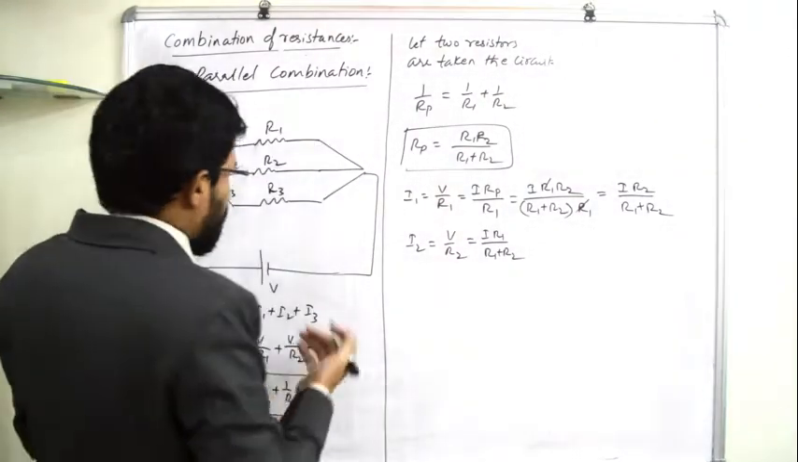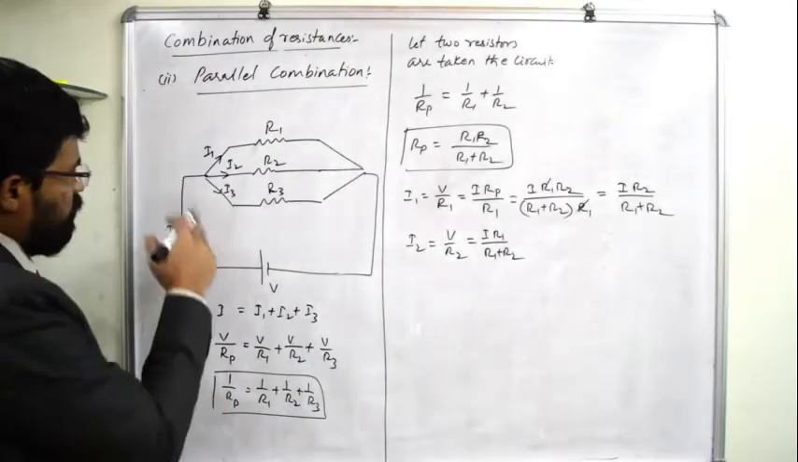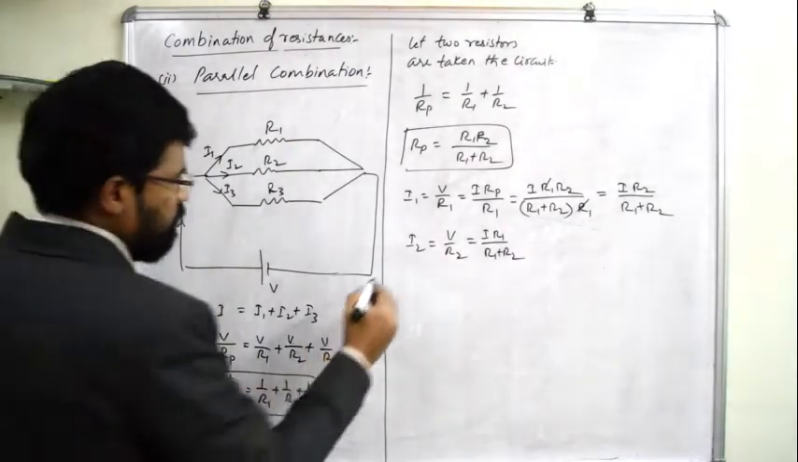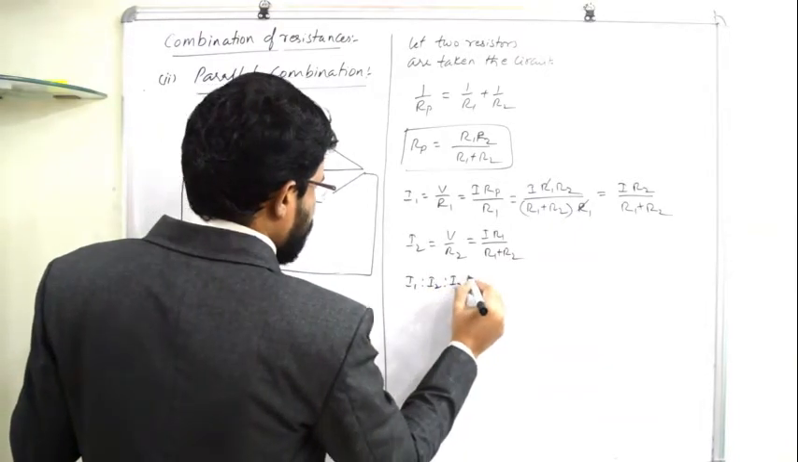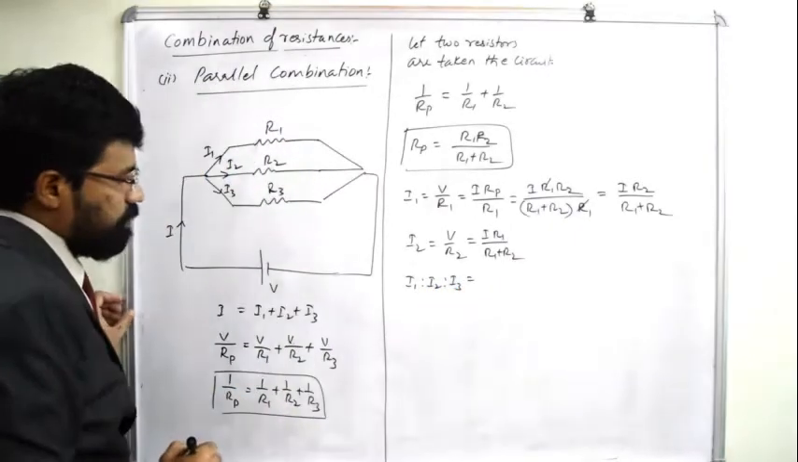Now, let us talk about the ratio between these currents. I1 is to I2 is to I3.